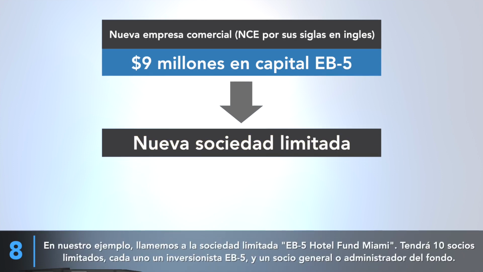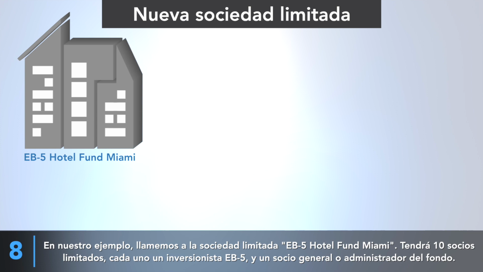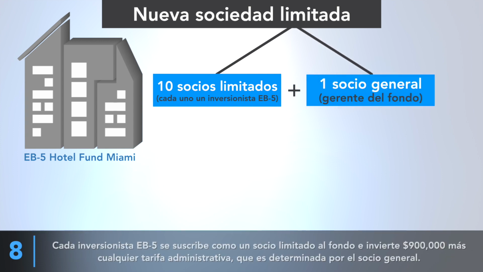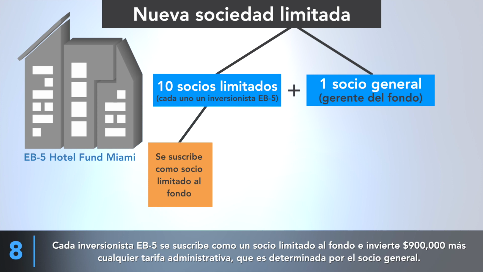In our example, let's call the limited partnership EB5 Hotel Fund Miami. It will have 10 limited partners, each an EB5 investor, and one general partner or manager of the fund. Each EB5 investor subscribes as a limited partner to the fund and invests $900,000 plus any administrative fee, which is determined by the general partner.